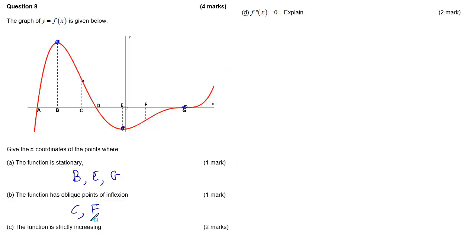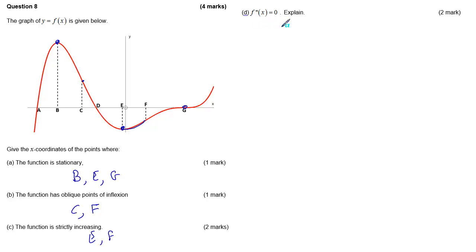The function is strictly increasing. So strictly going upwards. Well, that happens between E and F. So it's always increasing along here. We can't say A and B because B is a turning point, so it wouldn't be strictly increasing there.